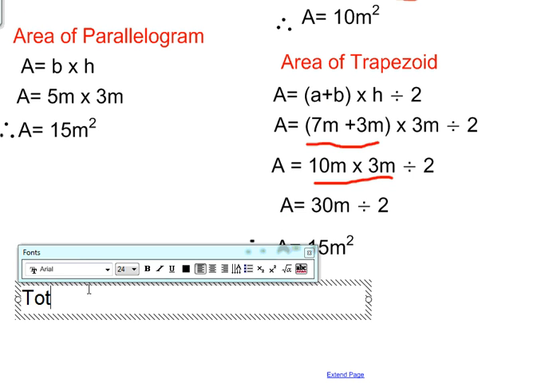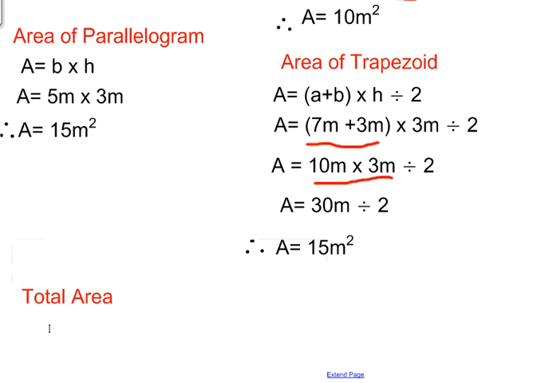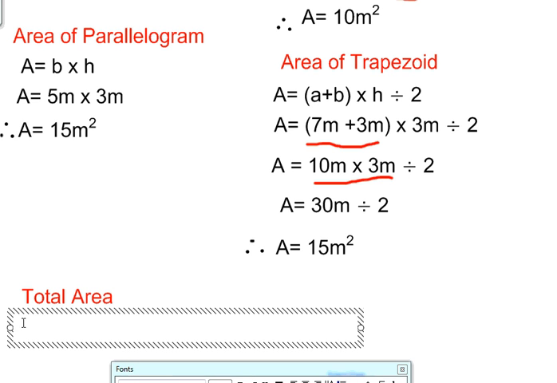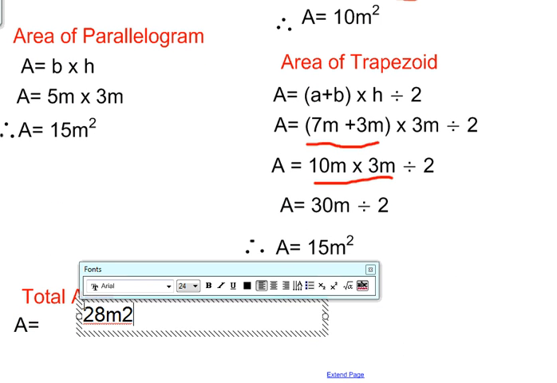Now to figure out total area, we just add everything up. And of course, underneath it, we want to add all our different options. Area equals, and of course, we have 28 meters squared, 8 meters squared, plus 10 meters squared, plus 15 meters squared, plus another 15 meters squared. And of course, we gotta make sure we have that as well.